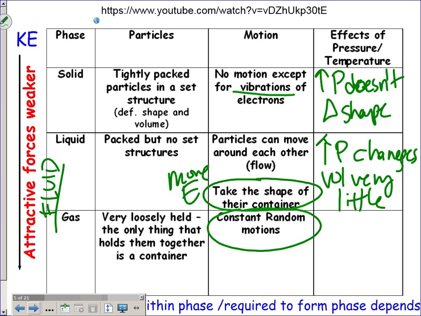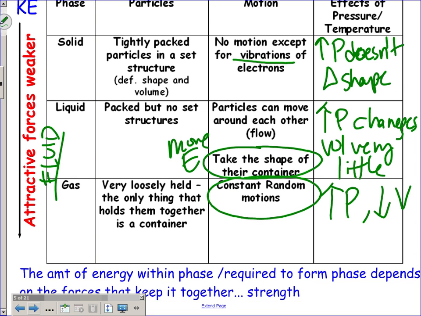Okay, now release that pressure. What happened to the volume? It increased, and the gas particles can bounce everywhere. They're not condensed together. So if you increase the pressure on your gas, what happened to the volume? It got smaller. What's a term that describes when two variables are oppositely related? Inversely, or indirectly related.